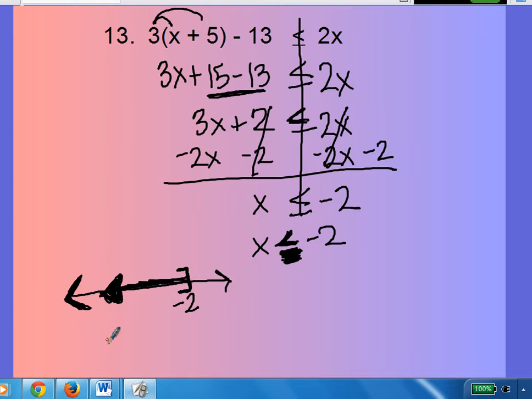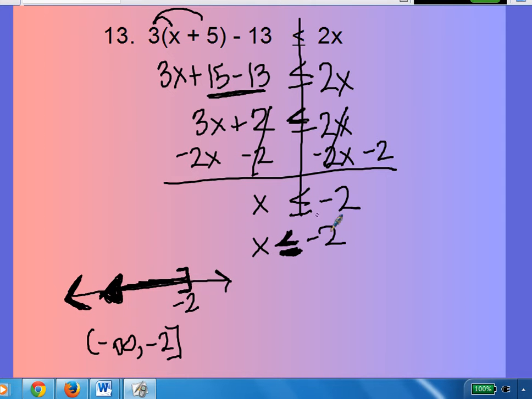So to write it in interval notation, remember that you start with the smallest value, which is way over here in negative infinity. And you stop at your boundary, which is negative 2. And you're going to use a bracket, again because of that equal sign on your inequality. Okay, so there you have both responses, actually all three responses to this inequality.